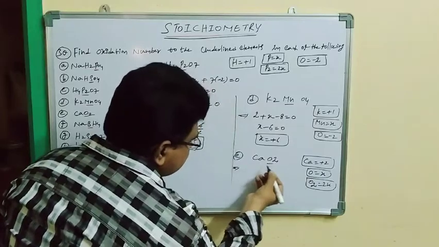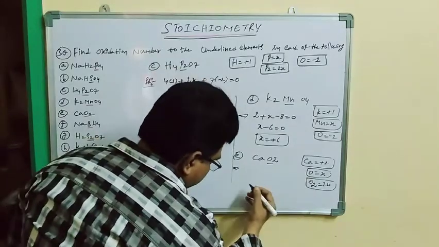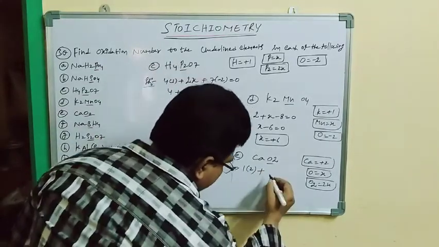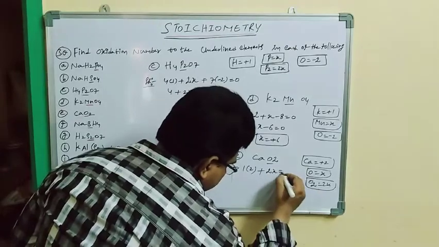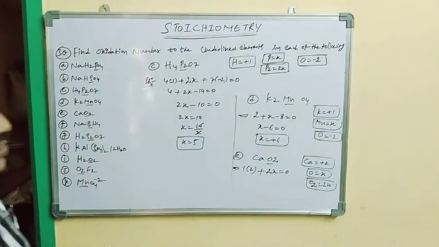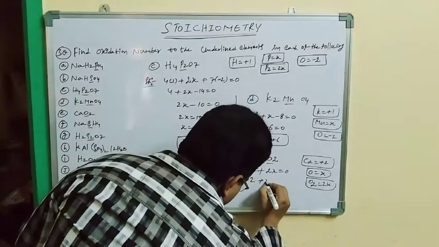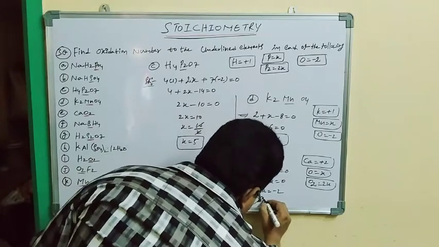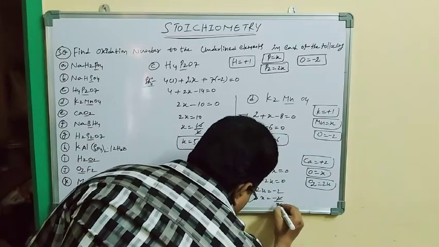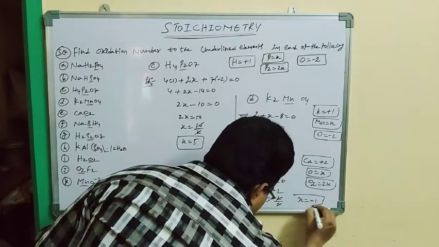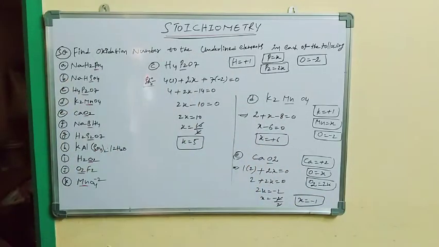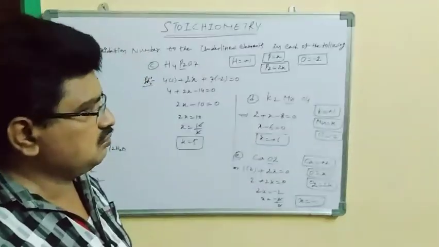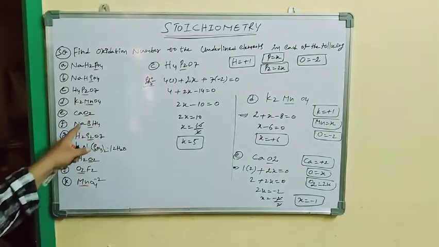How many calciums are there? 1 into 2, calcium charge, plus 2x. So 2 plus 2x equal to 0. 2x is equal to -2. X is equal to -2 by 2. X is equal to -1. We got the oxidation state of oxygen in CaO2 is -1.